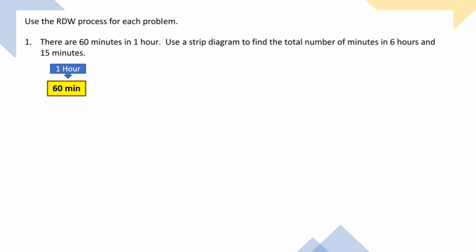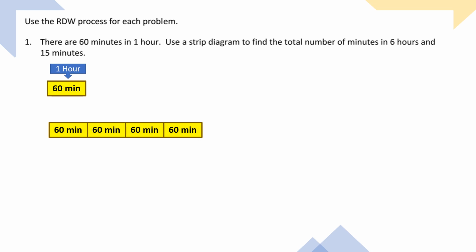So we know that 1 hour equals 60 minutes. Now the next sentence says to use a strip diagram to find the total number of minutes in 6 hours and 15 minutes. Okay, so if one box of 60 minutes is 1 hour, then we can create 6 boxes of 60 minutes to equal 6 hours. So let's go ahead and start. Box 1, box 2, box 3, box 4, box 5, box 6.